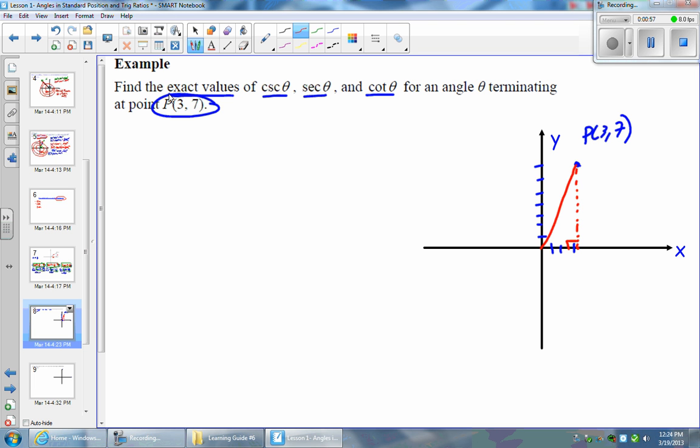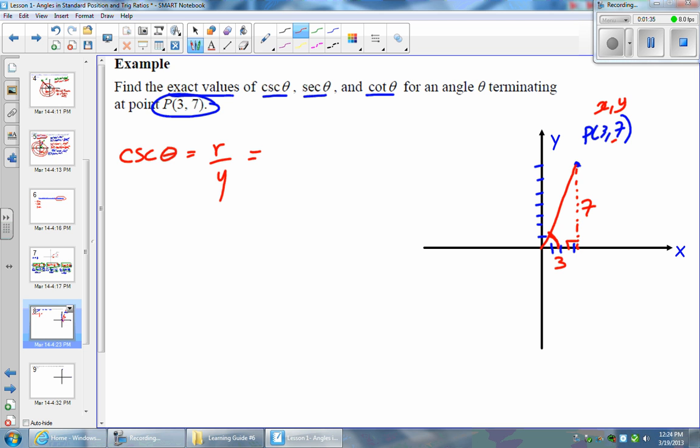Okay, so let's label the sides that we know. 3, x. Remember, that's our x and y coordinates. So my 3 represents the x length, and my y represents my height. So this is going to be 7. Okay, so let's go through all the ratios that we want here. We want cosecant of theta, where theta is represented by that angle right there. Cosecant theta from my last lesson is going to be equal to your r value over your y value. In other words, it's going to be the reciprocal of your sine ratio.